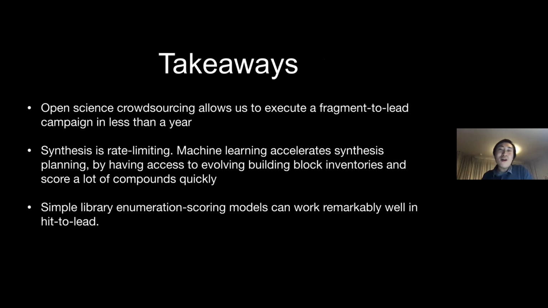Just to quickly summarize, the Moonshot initiative has been going for now a year, and we hopefully show that this open science, crowdsourcing, patent-free collaborative approach allows us to rapidly execute a fragment to lead campaign. Taking a step back, one of the learnings is that synthesis is incredibly rate limiting and also very costly, and that we see concrete potential in using machine learning to accelerate synthesis by having access to evolving building block inventories. I have not touched on it, but very simple library enumeration type ideas, again leveraging synthesis, can work remarkably well in the hit to lead phase. So rather than thinking about complex synthesis, you can think about simple synthesis, but done in a parallelized library format.